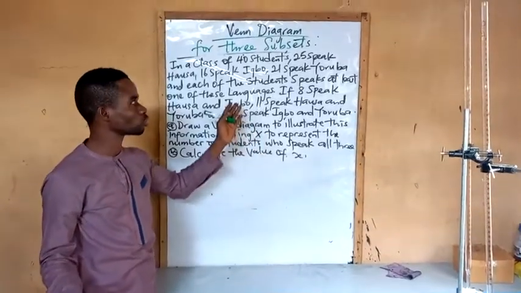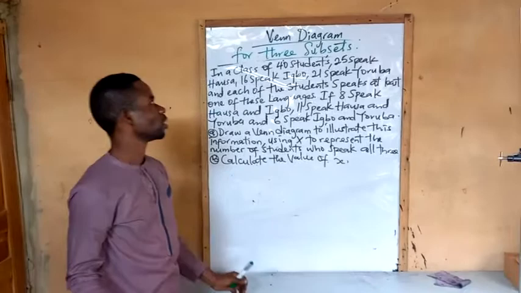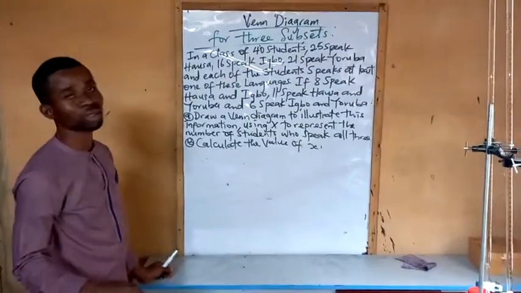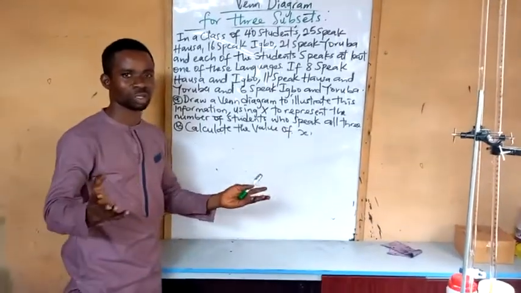I'm going to take us through how to solve the Venn diagram for 3 subsets. Let's just pay attention and everything will be clear.